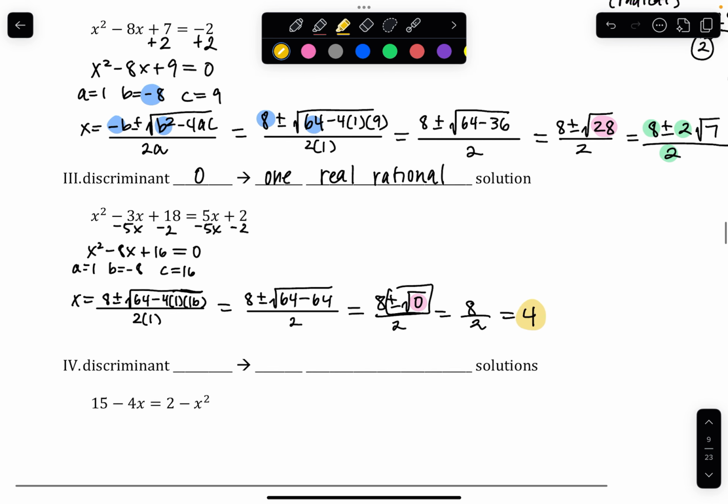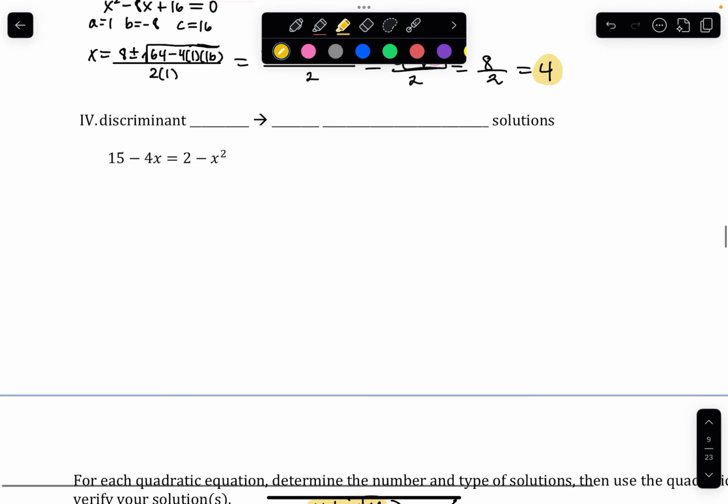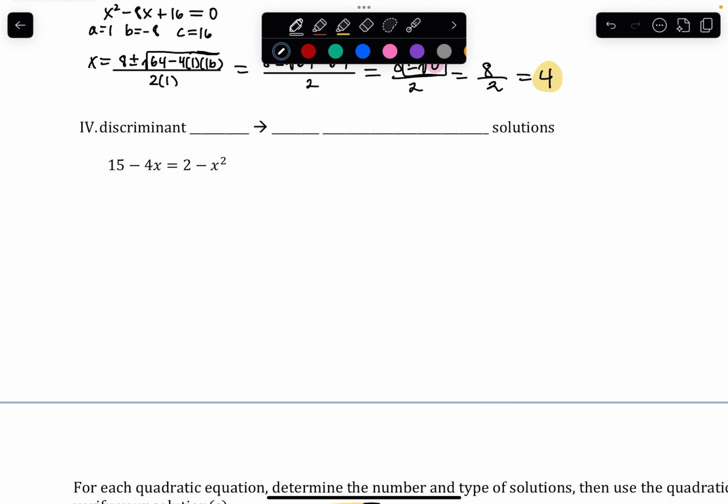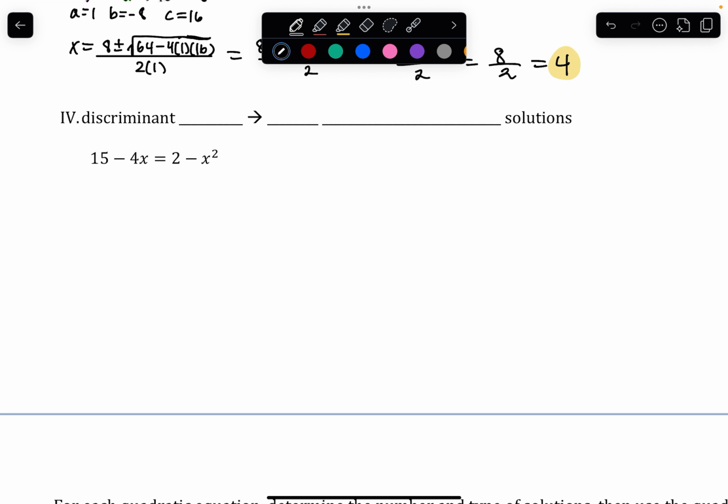And then for this last case, let's get our setup. And so make sure your x squared term is positive. It's just easier to work with a positive x squared. So I'm going to add x squared to both sides, subtract 2 from both sides. And so that gives me x squared. I'm going to put the negative 4x next, so I have the right order. And then 15 minus 2 is positive 13. Okay, and so a is 1, b is negative 4, and c is 13.